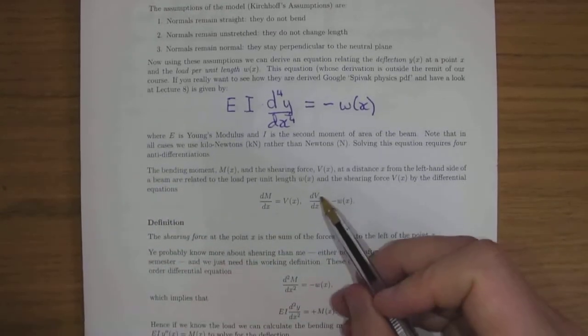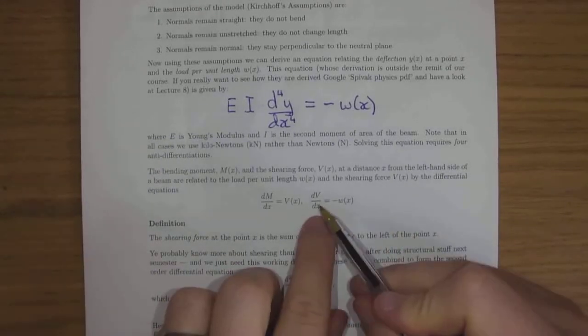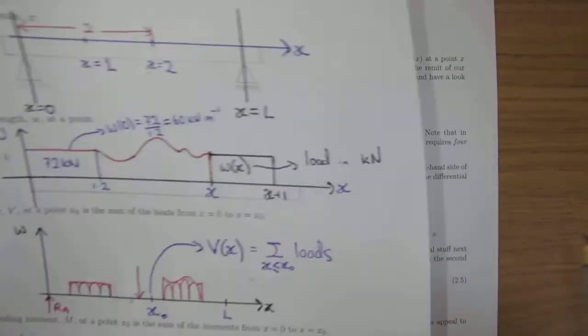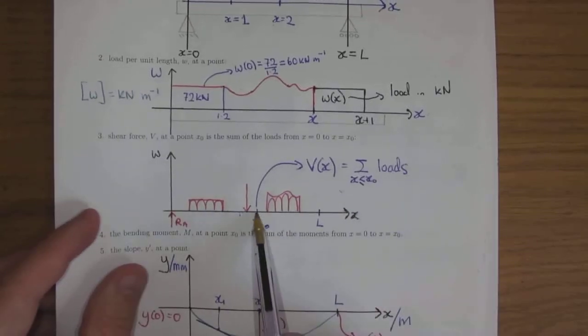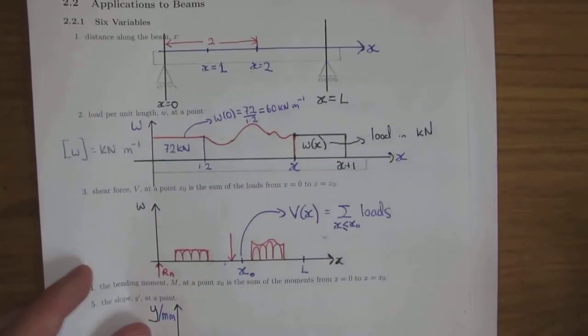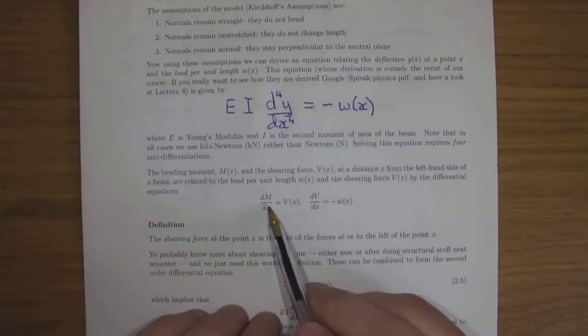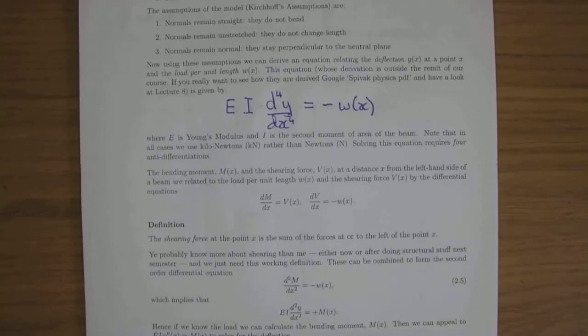It turns out that the derivative of the shear is minus the load per unit length. Now what that means is, and there's issues about the sign that we won't worry too much about, it's saying how does the shear change? How does the sum of loads change? Well, the bigger the load per unit length, the bigger that changes. Okay, and then the rate of change of the bending moment is the shear.